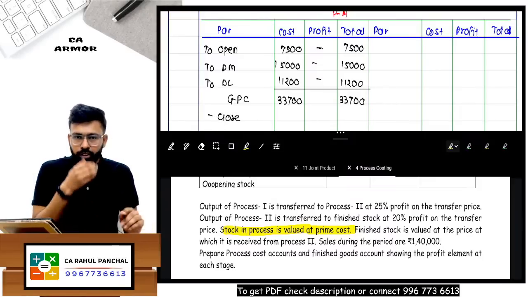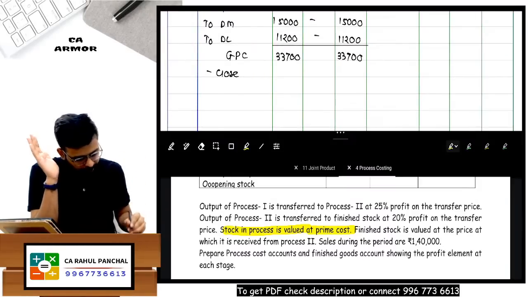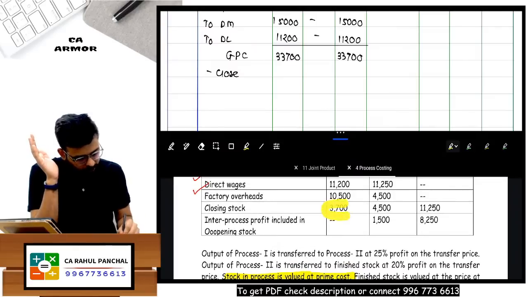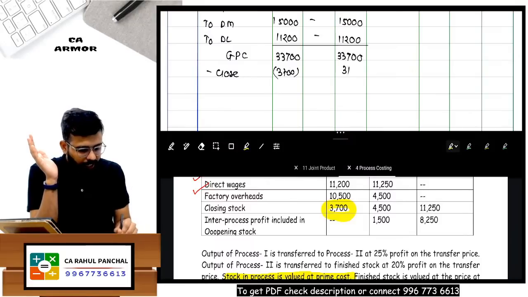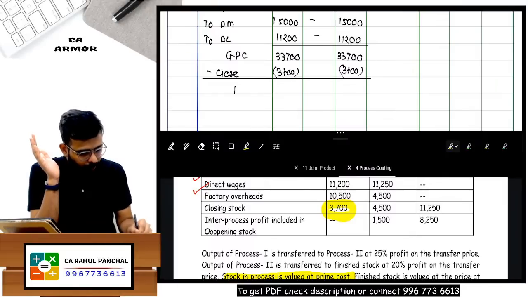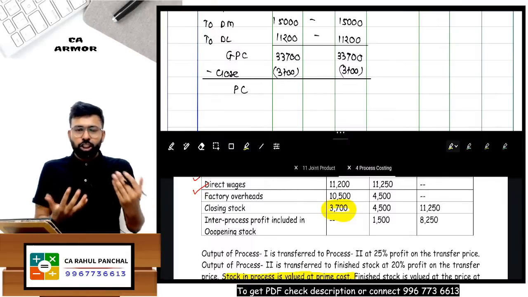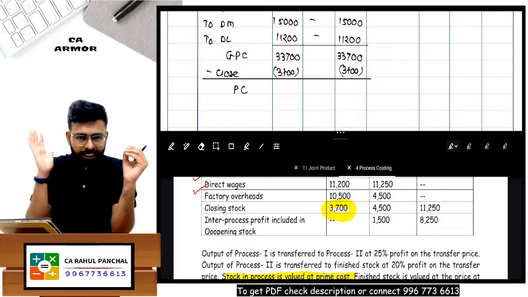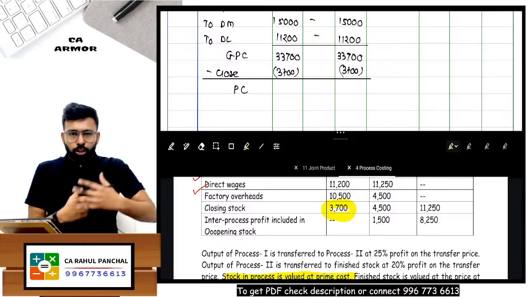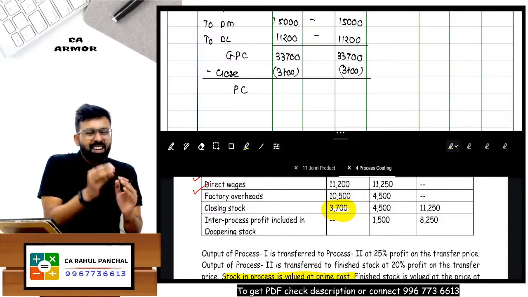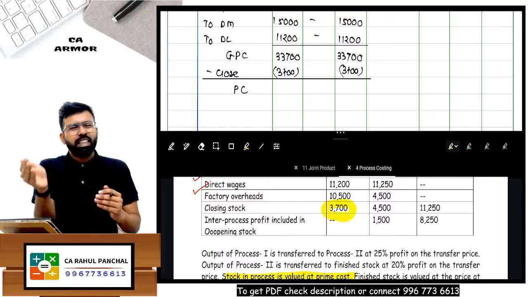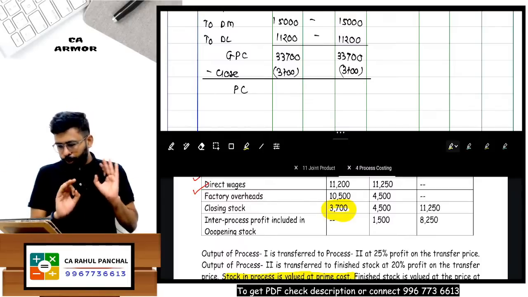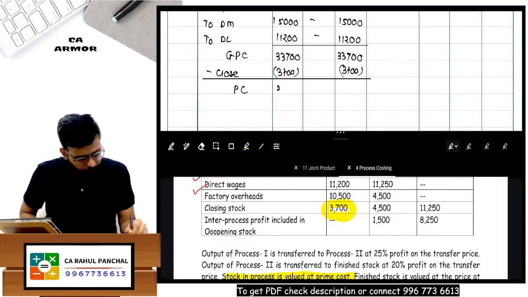Just write closing stock in full; I am writing a shortcut. Sir, what is your closing stock? 3,700. After adjusting this, you will get net prime cost. Alternative presentation: you can show the closing stock on the credit side. For many attempts the institute used to subtract from the debit side. In the last attempt they have shown it on the credit side. Both presentations are appropriate. Okay sir, now it will become 30,000.